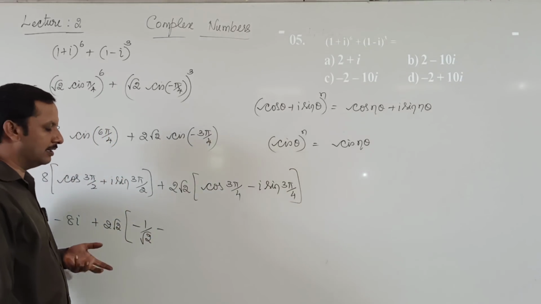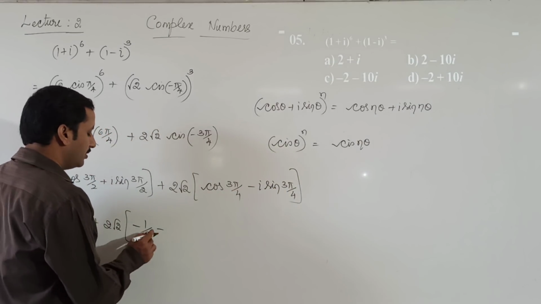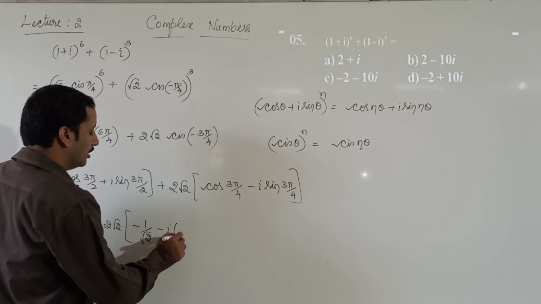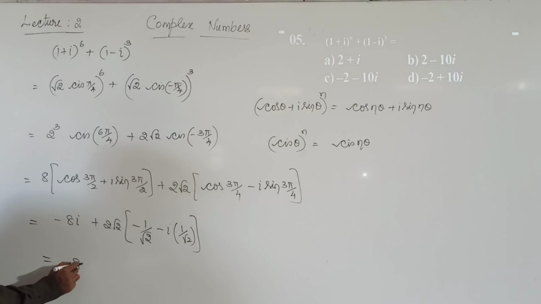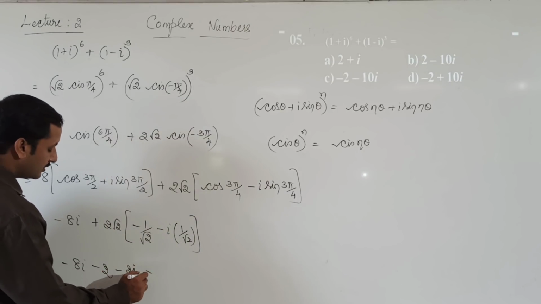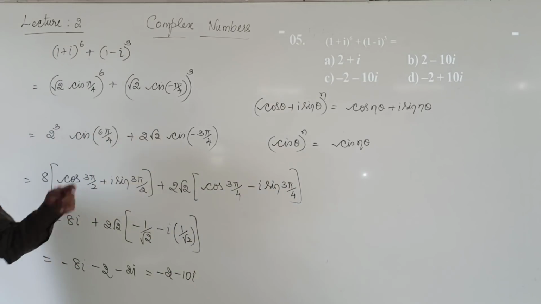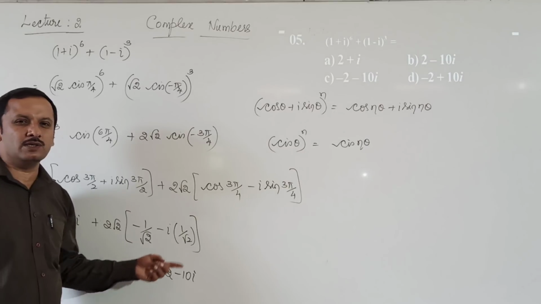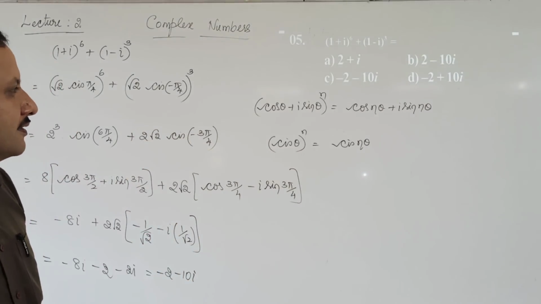Don't expect me to explain all those things. Sin 3 pi by 4, that is 1 by root 2, so minus i into 1 by root 2. Okay, so minus 8i, here root 2 gets cancelled. If I take inside, it will become minus 2, and here also root 2 gets cancelled, you will get minus 2. So that will give you minus 2 minus 10i. Minus 2 minus 10i. See, in the earlier method also, we had got the same answer. So you can choose which one is easy.